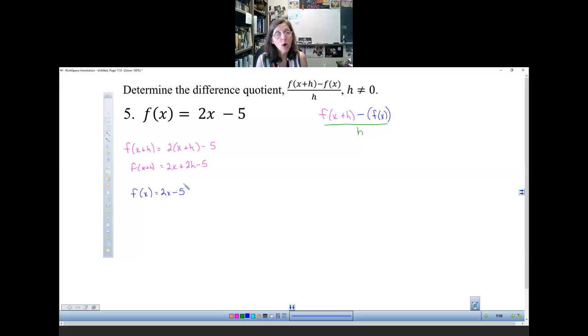So now I'm going to plug this stuff into the difference quotient, okay? So my difference quotient here says f of x plus h. Well, that is 2x plus 2h minus 5. So I'm going to write 2x plus 2h minus 5. And then I'm going to put minus parentheses 2x minus 5, close parentheses. All of this is over h.